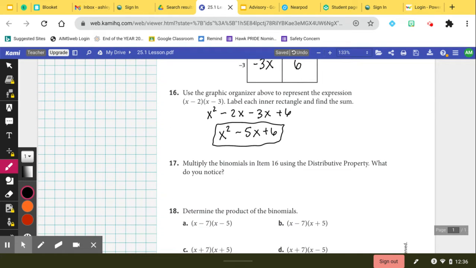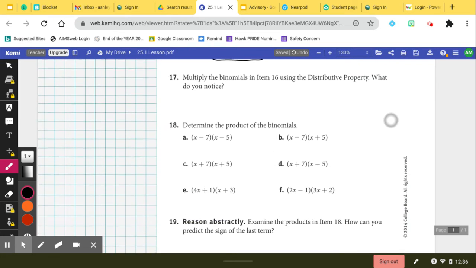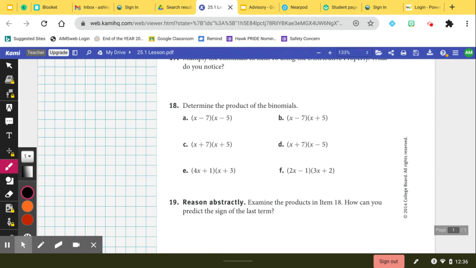Number 17 is having us multiply the same two binomials just using a different method. And then what do we notice? Well, we would notice that the ending polynomial will be the same. As long as we're multiplying each term with the other terms in the other binomial, we'll get the same answer. So let's just practice this with 18. And let's just do A, C, and E. So we can use the box method or we could use FOIL, and I'll do both.